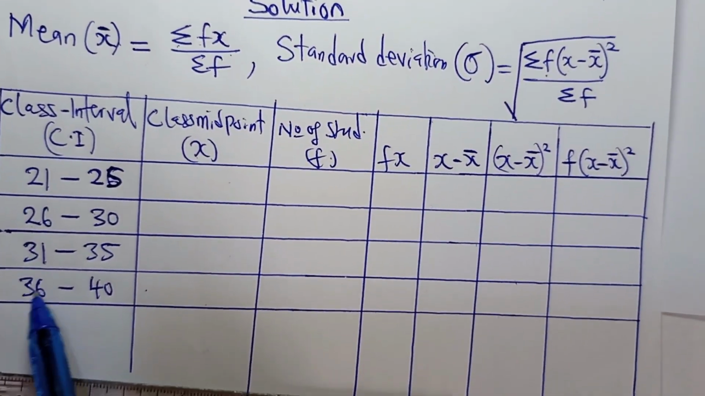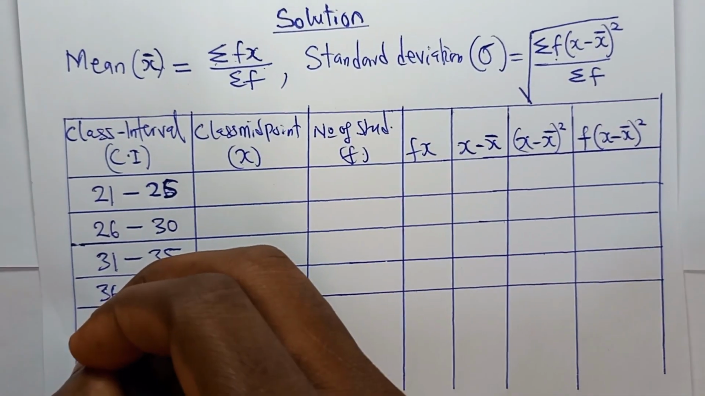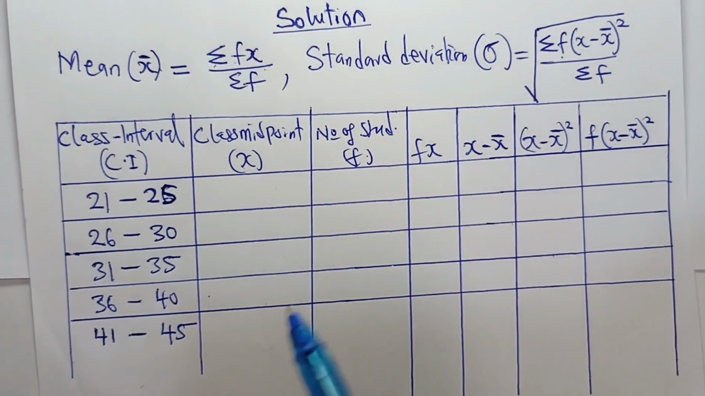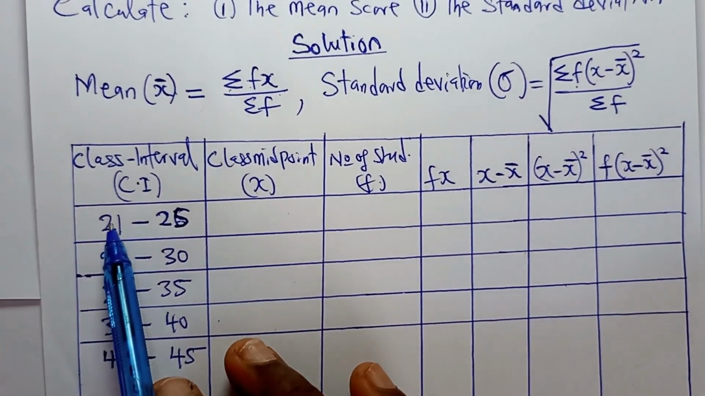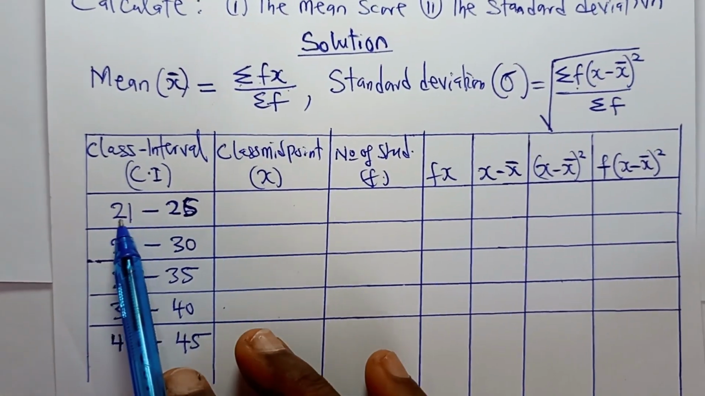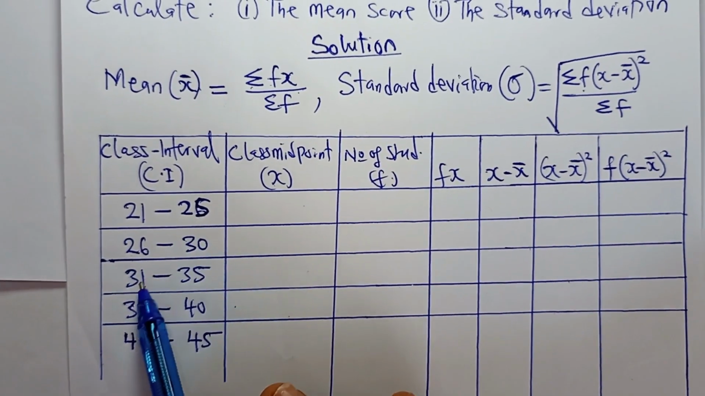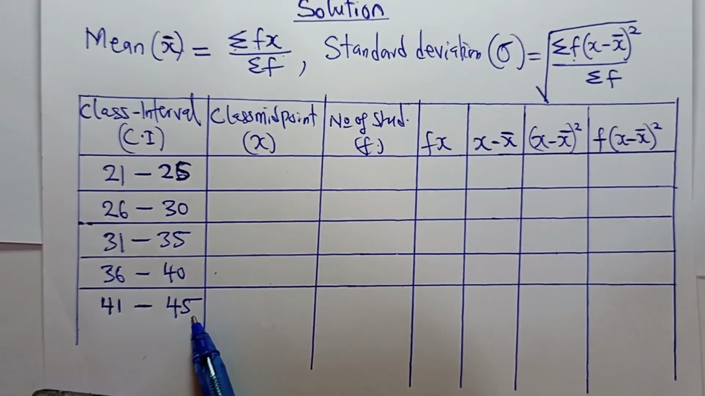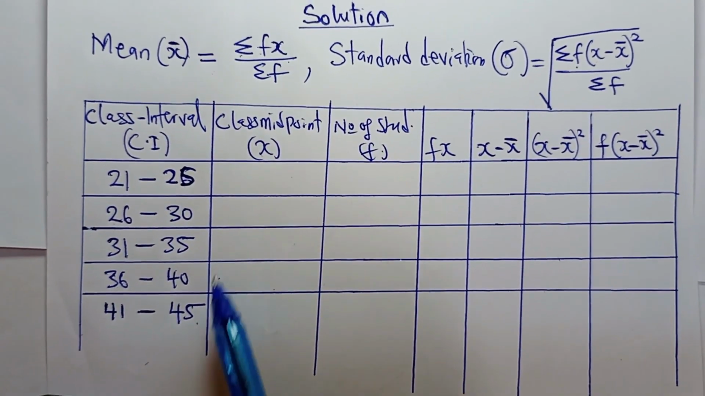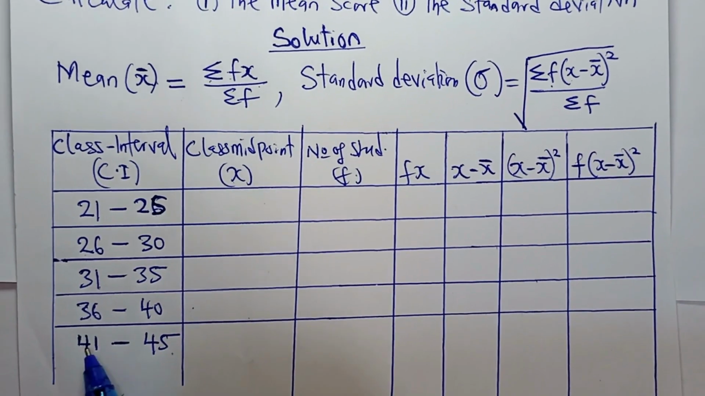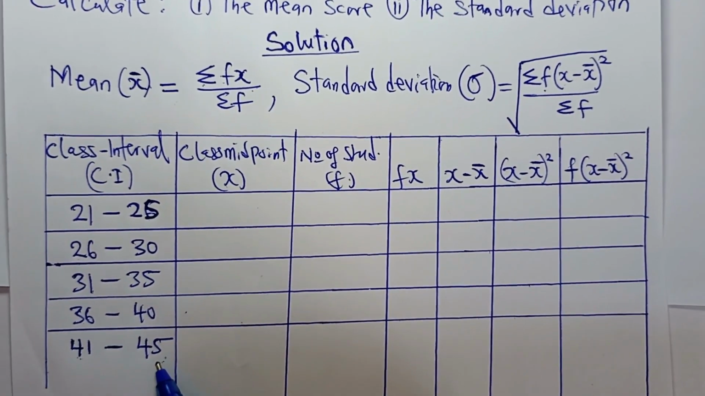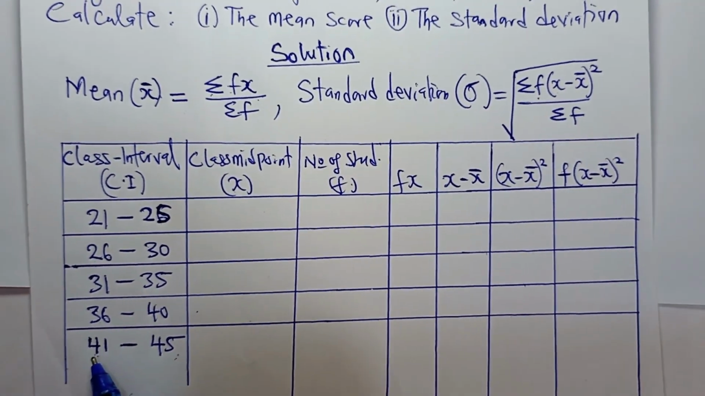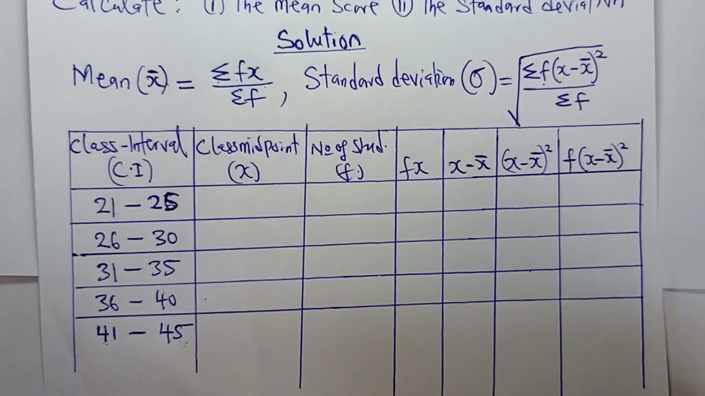We have 36 to 40. So the next one will be what? 41 to 45. You are not going to stop at 44 because the class size is 5 each. 21 to 25, 26 to 30, 31 to 35, 36 to 40, 41 to 45. Regardless of the fact that the highest in the distribution is 44, this class is still from 41 to 45. Even if the highest in the distribution is 42, this class will still be from 41 to what? 45. Very important, please.